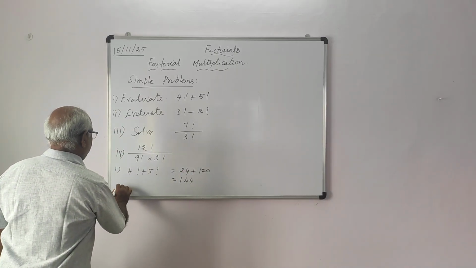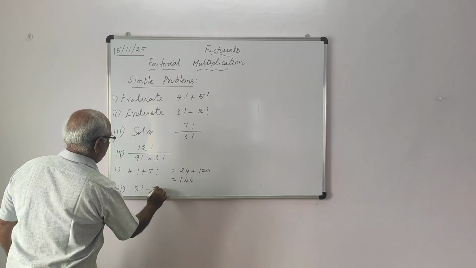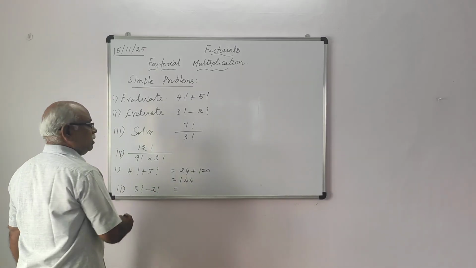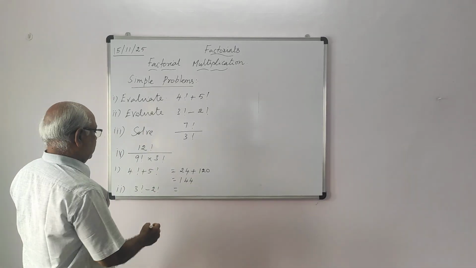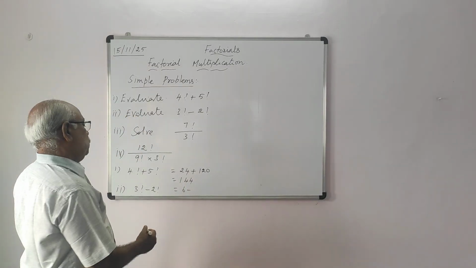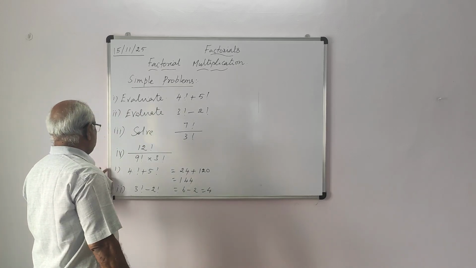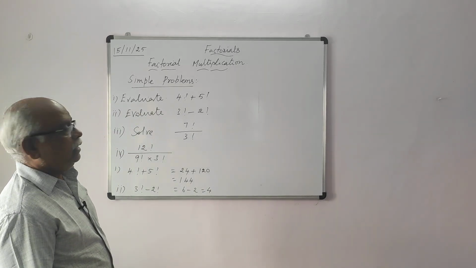Second problem: 3 factorial minus 2 factorial. You know 3 factorial is 1 into 2 into 3, which is 6. Minus 2 factorial, which is 1 into 2, that is 2. So 6 minus 2 is 4. The answer to the second sum is 4.